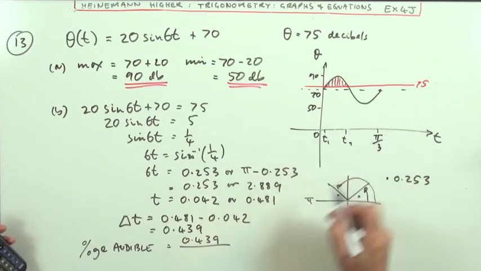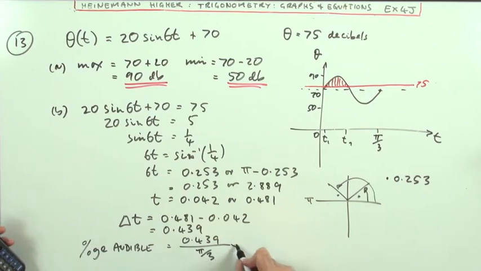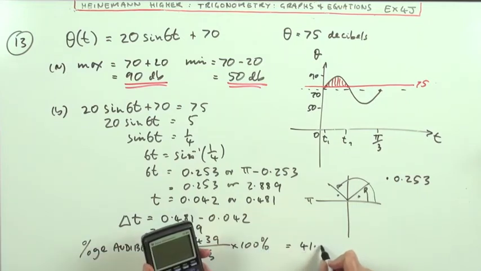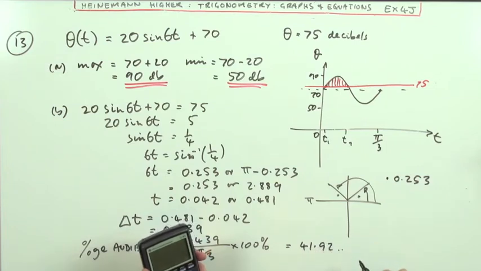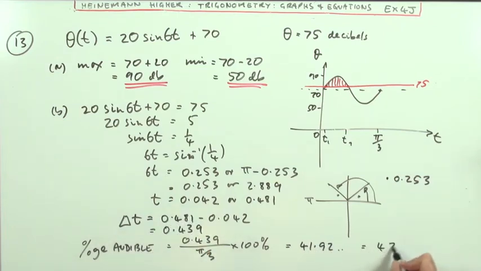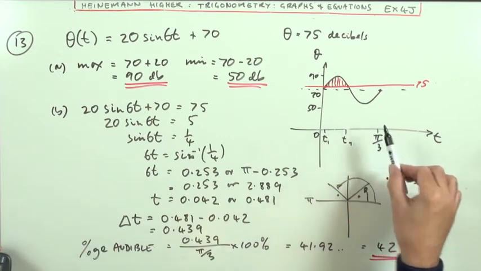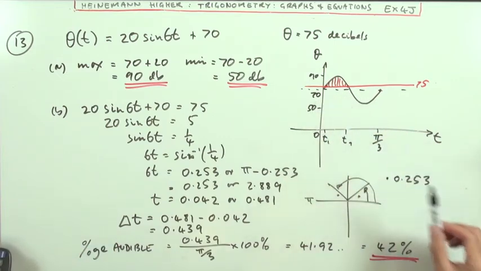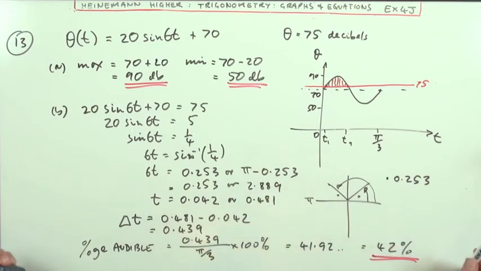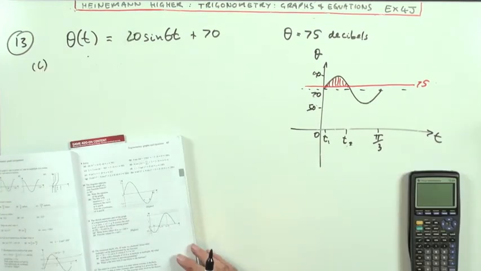And finally, the percentage of the time it's audible will be that interval of time, 0.439, divided by the whole interval, which is pi upon 3, and then times 100%. And that gives you 41.92, etc. Or you could just call that 42%. It's audible for 42% of the time. And since I wasn't ever looking for absolute times, it was just relative times, fractions, I could probably just have had that in degrees then.